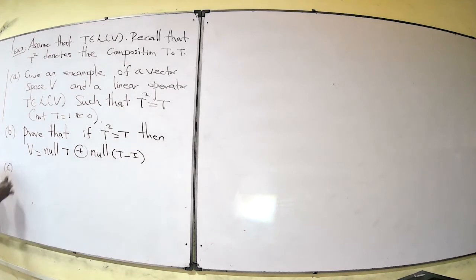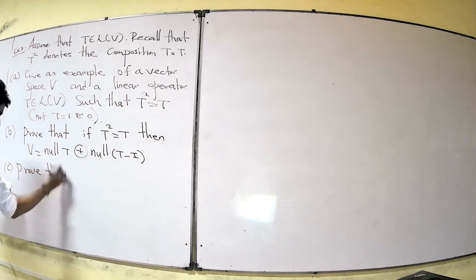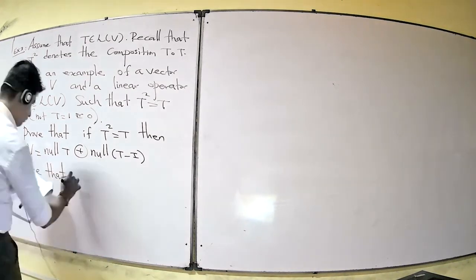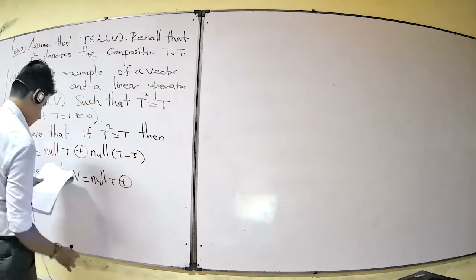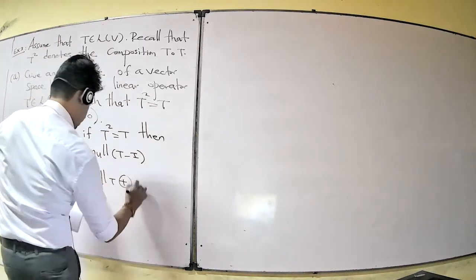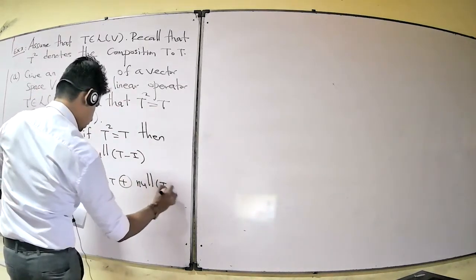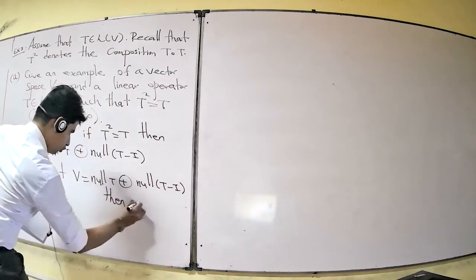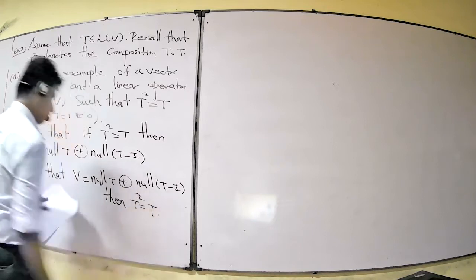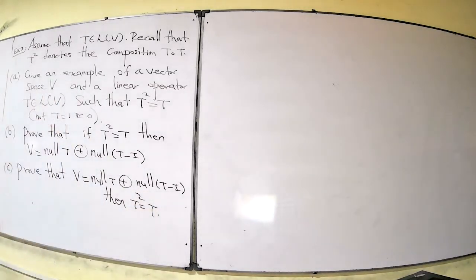Third part, prove that if V equals null of T direct sum null of T minus I, then you want to prove T squared equals T. This is the converse of the previous part. Okay. D part.